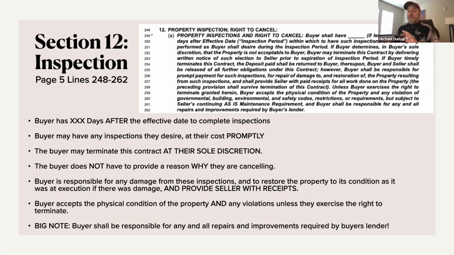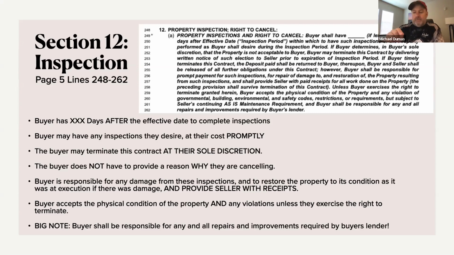The buyer can terminate this contract at their sole discretion for any reason. It says it very clearly. If buyer determines in buyer's sole discretion that the property is not acceptable to buyer, buyer may terminate this contract. There it is right there. If you represent a seller, you can ask the buyer's agent, why are they canceling? They don't have to give you a reason. They don't have to provide any documentation. They don't provide anything. It's just my sole discretion. Don't like it, I'm moving on, okay?